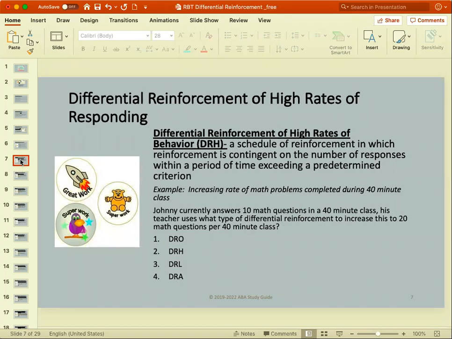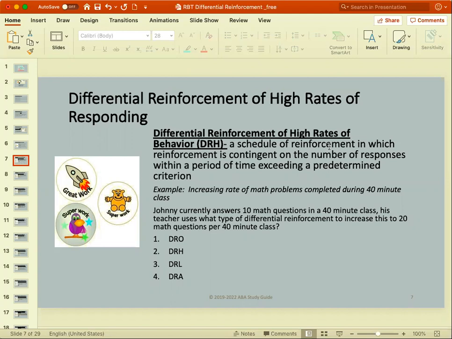All right, first one, DRH. So our differential reinforcement of high rates of behavior is a schedule of reinforcement. So all of our DRs are schedules of reinforcement. It tells us the contingency upon when reinforcement is delivered, typically when and for which behaviors, which occurrence or non-occurrence of behaviors. So for DRH, since we're looking at rates of behavior, reinforcement is contingent upon the number of responses within a time frame exceeding a predetermined criterion.